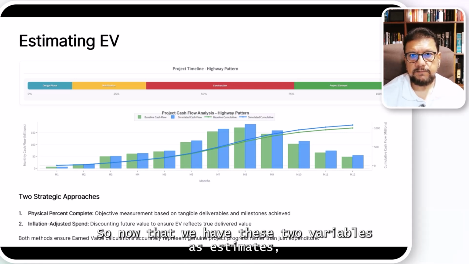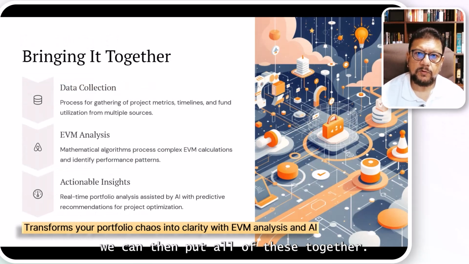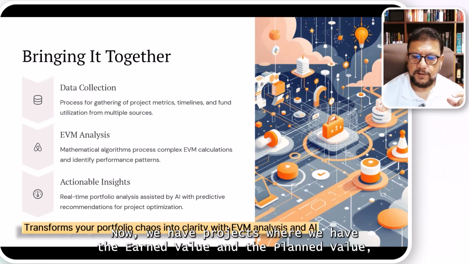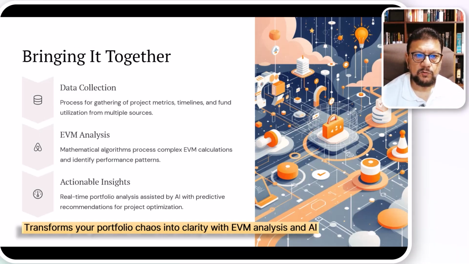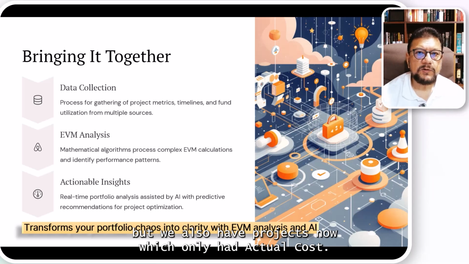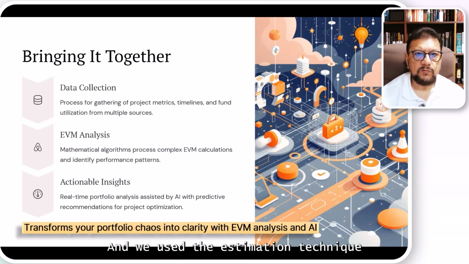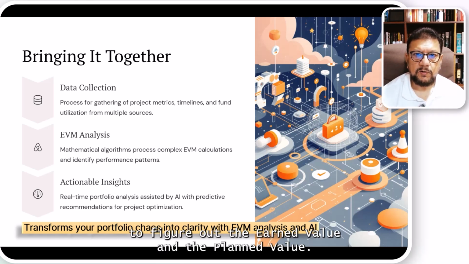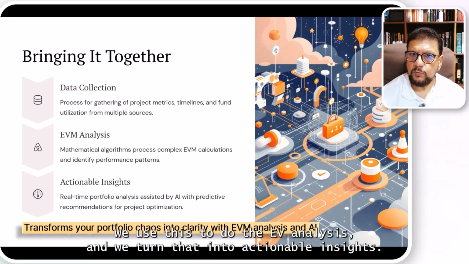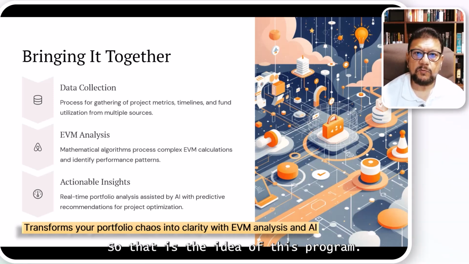So now that we have these two variables as estimates, we can then put all of this together. Now we have projects where we have the earned value and the planned value, but we also have projects which only had actual cost, and we've used our estimation technique to figure out the earned value and the planned value. We use this to do the EV analysis, and we turn that into actionable insight. So that is the idea of this program.